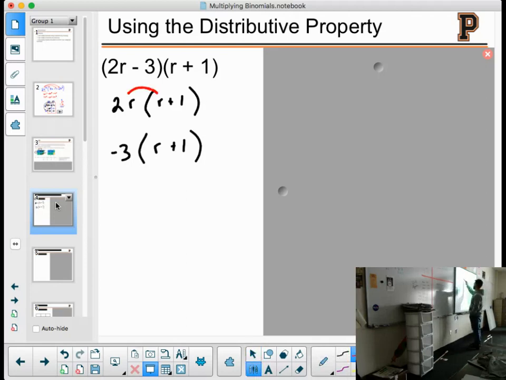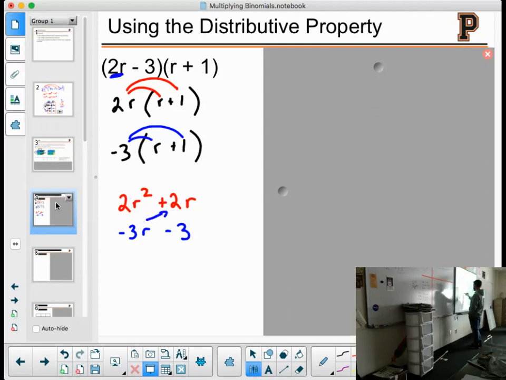So 2r times r would get us 2r to the second power. 2r times 1 gets me 2r. So in that first distribution, this is what we get. Second distribution, negative 3 times r is negative 3r. Negative 3 times 1 gets me minus 3. Okay? So what we can do to multiply these 2 binomials is to just do it in this way where everything in one binomial multiplies by everything in the other.